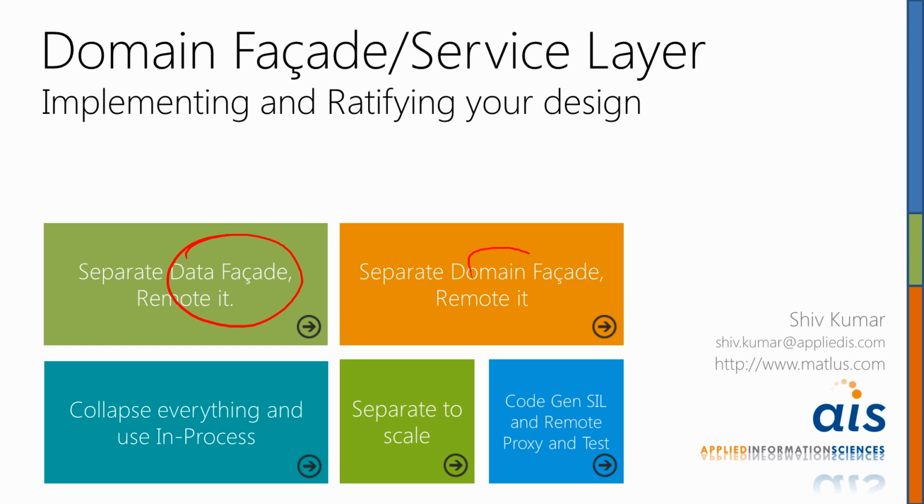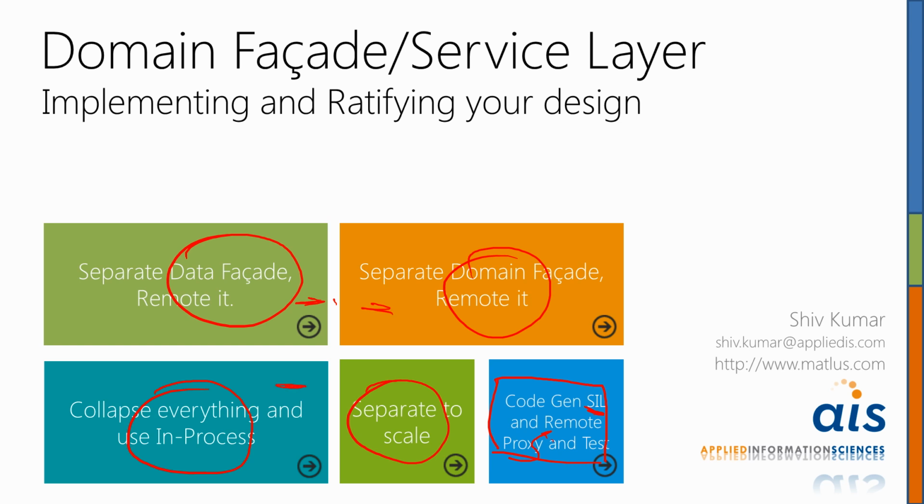Can you do the same for your domain facade? Can you collapse all of your layers into one assembly or deployed with your consuming application as one assembly? Does it still work? Can you separate out individual components or subsystems to be able to scale independently, which is essentially the SOA architecture? And all of this can be actually done with some simple code generation, where you generate the service interface layer and the remote proxy class and test out these concepts.